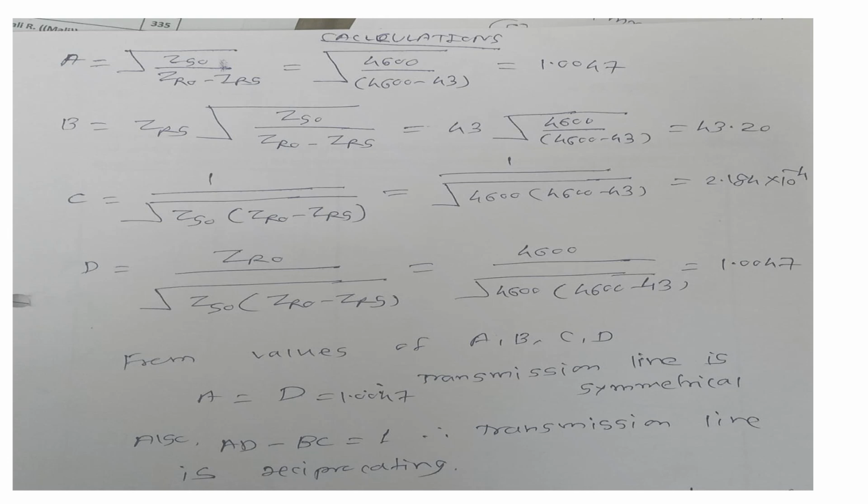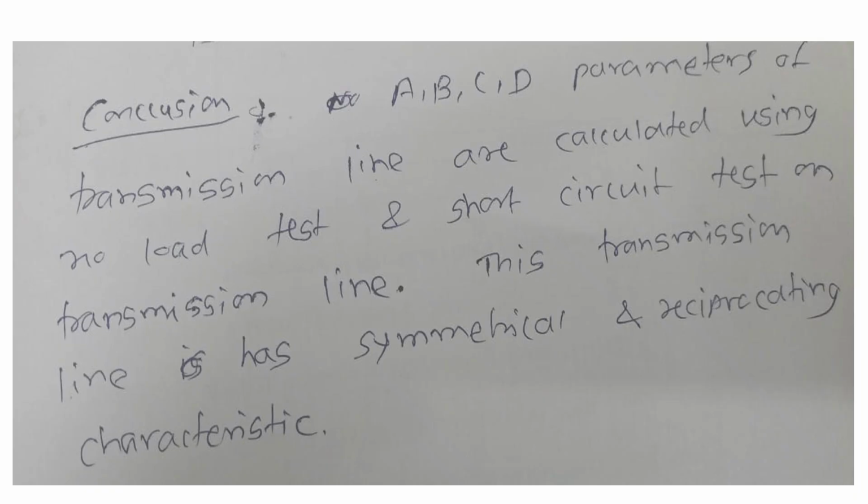Thus, we have discussed how to calculate the ABCD parameters by conducting no load test and short circuit test on the transmission line, and how to conclude regarding the characteristic of the transmission line, that is whether it is symmetrical or reciprocal or both symmetrical and reciprocal. Now conclusion: ABCD parameters of the transmission line are calculated using no load test and short circuit test on the transmission line, and this transmission line has the symmetrical and reciprocal characteristic.